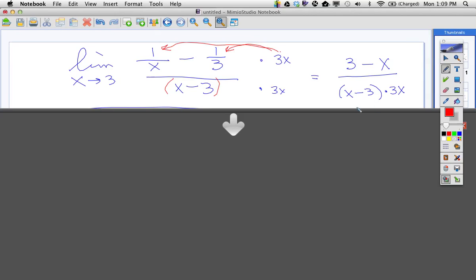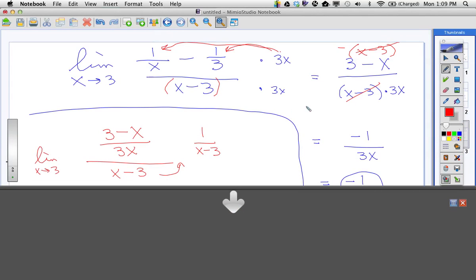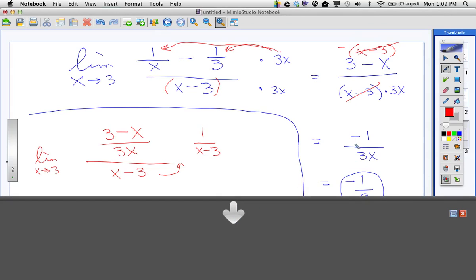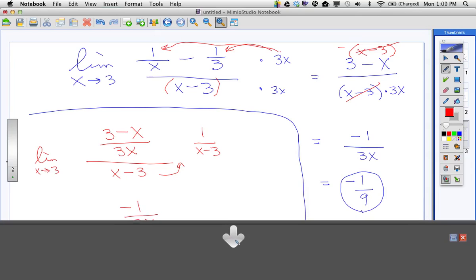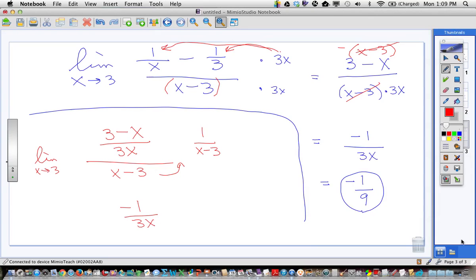Now, can those cancel? Almost, right? Take out a negative. So those can cancel then, and I end up with a -1 over 3x. Follow the blue here. So I end up with that. And once I've canceled, what can I do? Substitute. So now I can plug in a 3. 3 times 3 is 9. I get -1/9. Okay? So that's one way to do it.